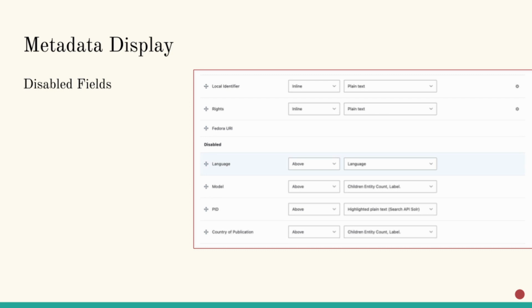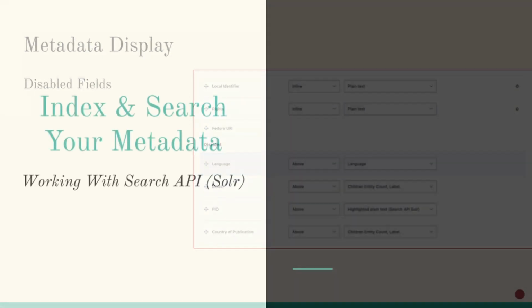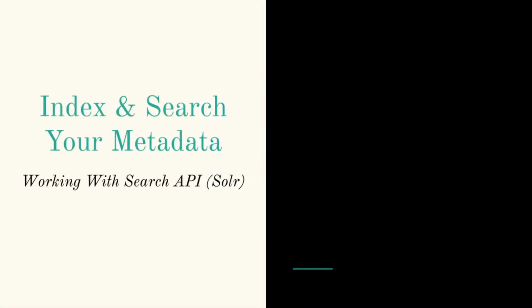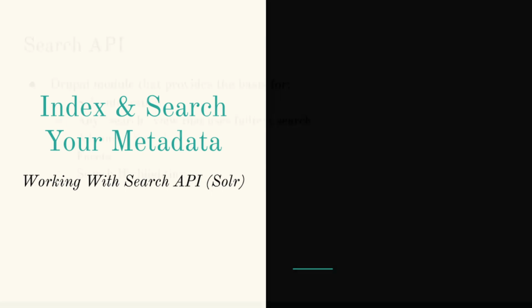So if it was something that you wanted only to show to certain levels of access, you can make that change as opposed to disabling it. Now I'm going to turn it back to Rosie for indexing and searching your metadata.